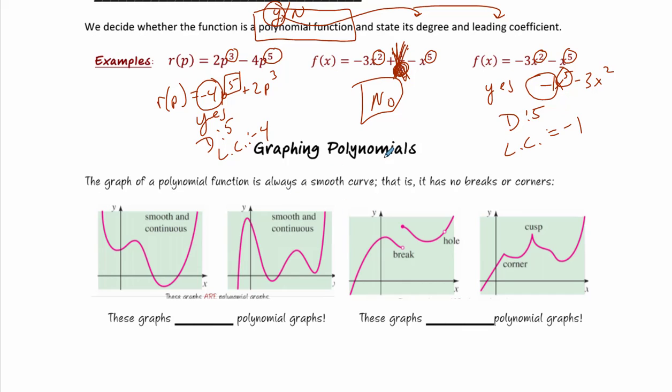Now let's start getting into some graphing polynomials. So the graph of a polynomial function is always a smooth curve. It has to be smooth. That is, it has no breaks or corners. So if we look at these two, this is a break. And what I mean by that is this.